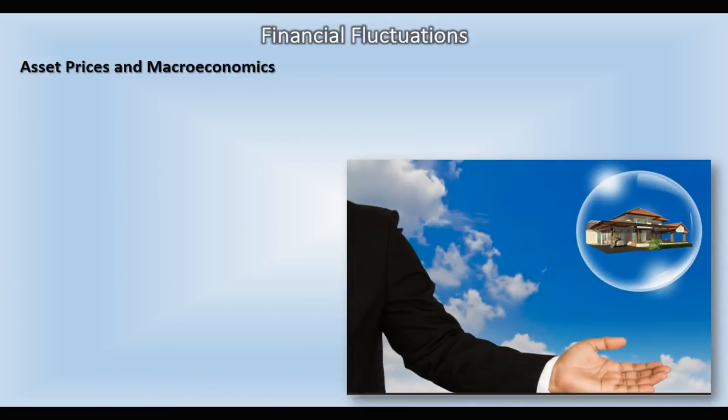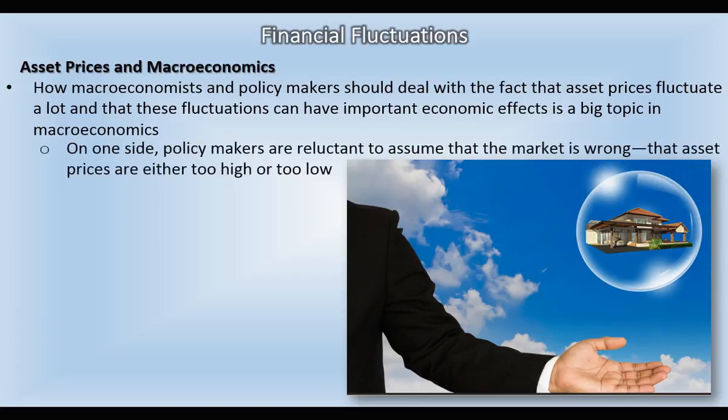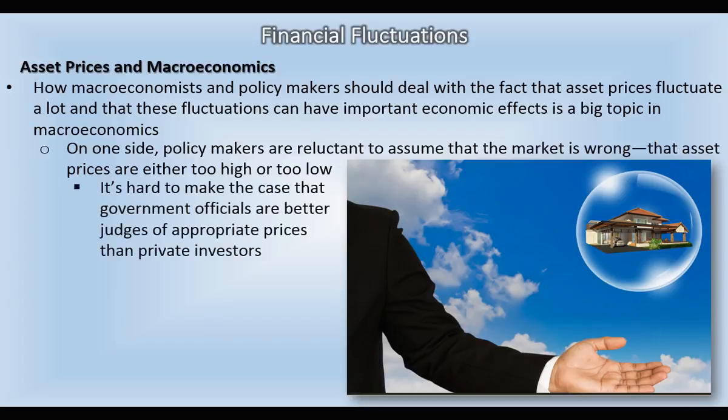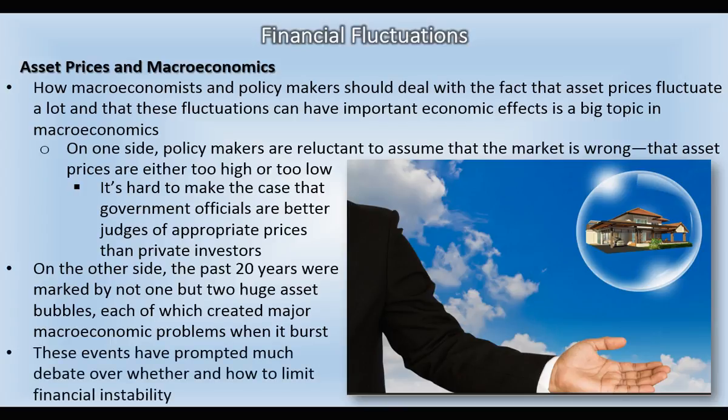All right, so how do these fluctuations in asset prices relate to the macroeconomy? How macroeconomists and policymakers should deal with the fact that asset prices fluctuate a lot and that these fluctuations can have important economic effects is a big topic in macroeconomics. On one side, policymakers are reluctant to assume that the market is wrong, that asset prices are either too high or too low. It's hard to make the case that government officials are better judges of appropriate prices than private investors. On the other side, the past 20 years were marked by not one but two huge asset bubbles, each of which created major macroeconomic problems when they burst. We'll get into these later in the semester. These events have prompted much debate over whether and how to limit financial instability.